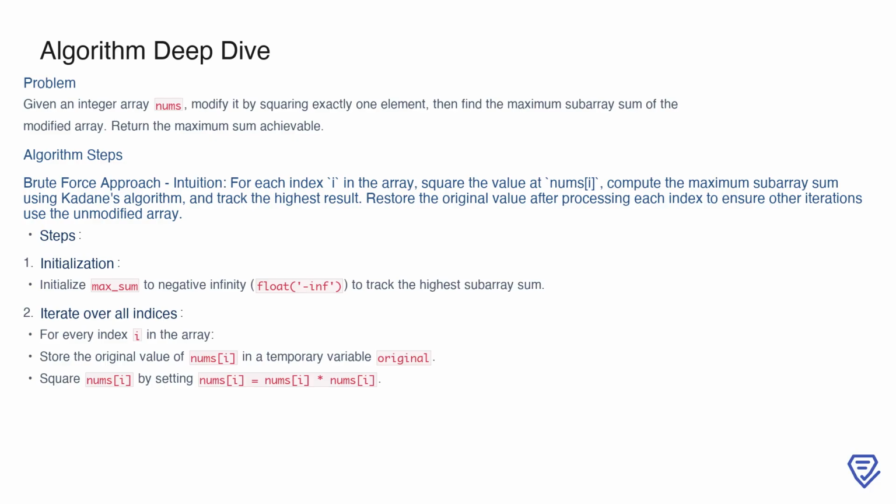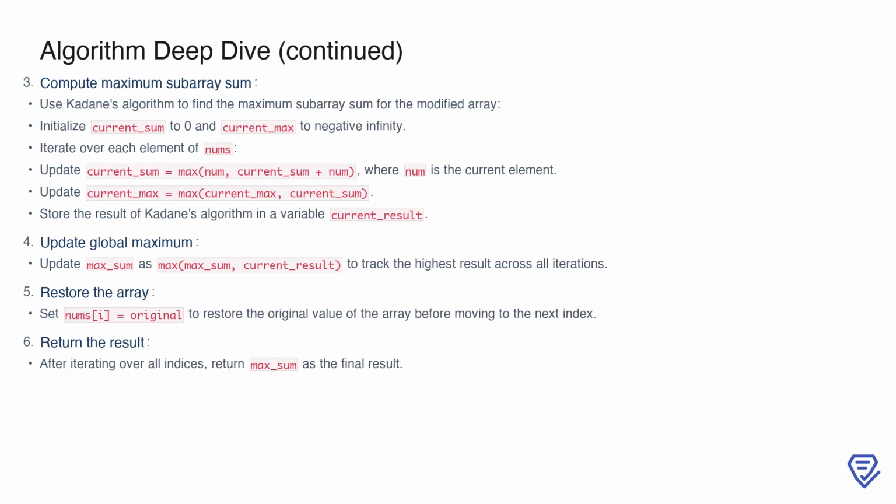After squaring the value at a given index, the next step is to compute the maximum subarray sum for the modified array using Kadane's algorithm. We initialize two variables, current_sum to 0 and current_max to negative infinity. As we iterate through the array, we update current_sum by taking the maximum of the current element or the sum of current_sum and the current element. Simultaneously, we update current_max to track the highest subarray sum seen so far.